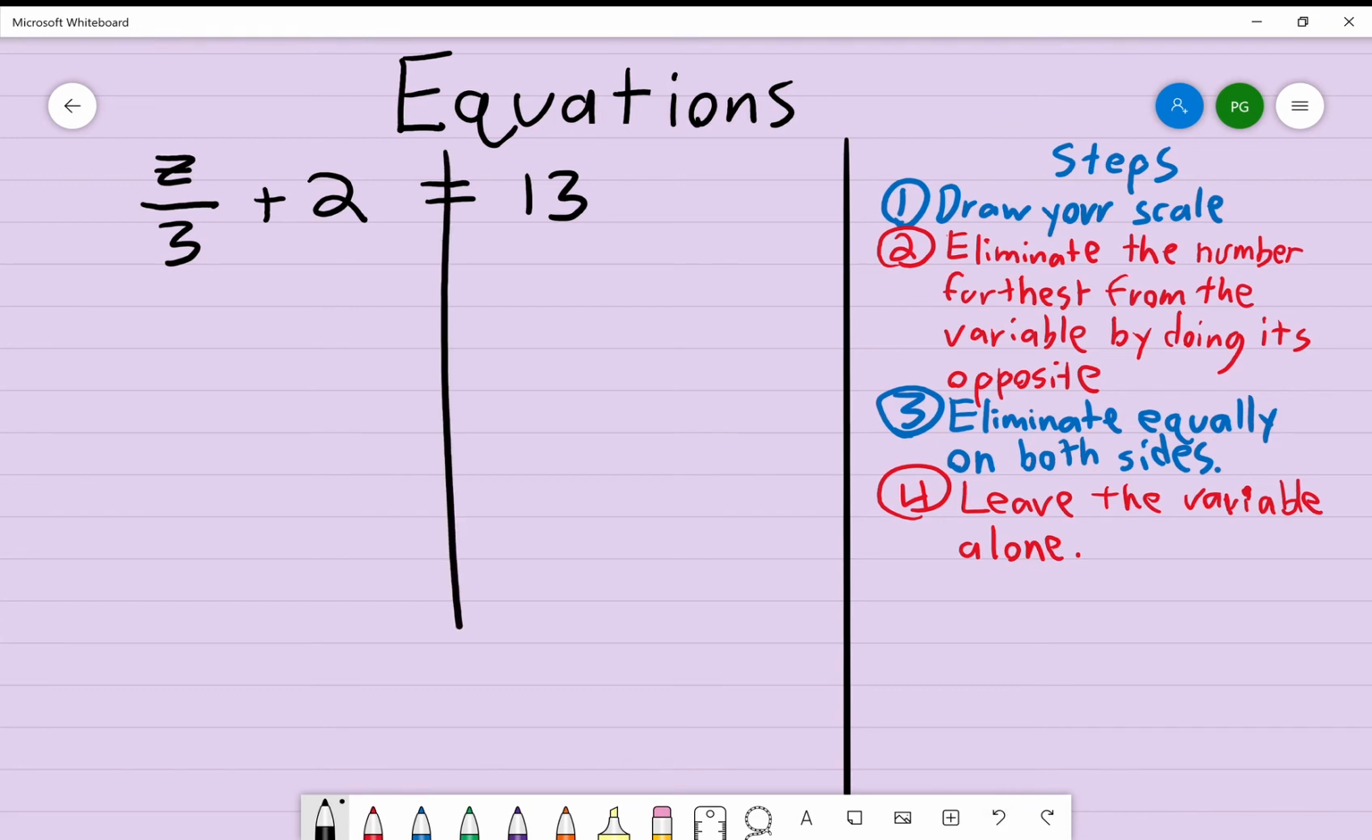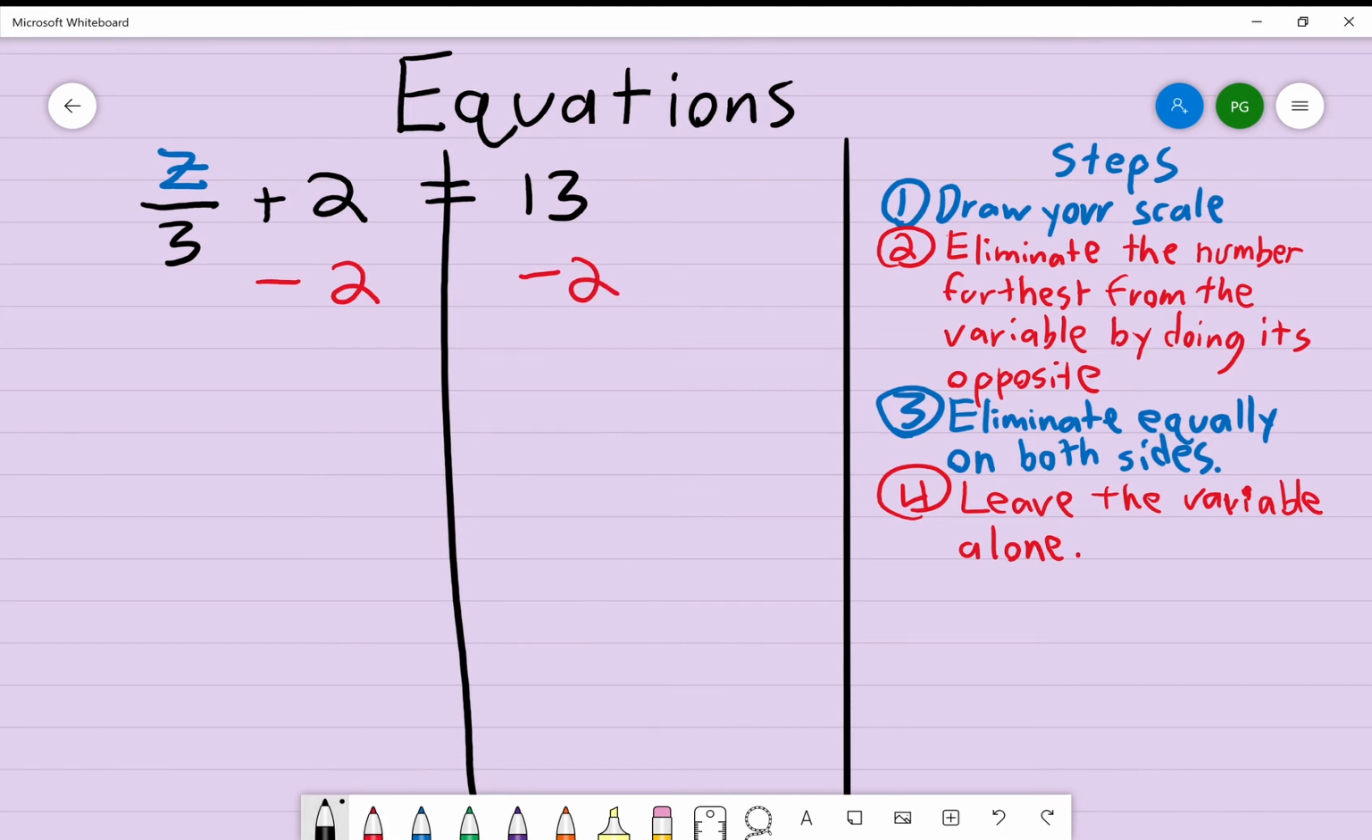First step, draw out your balance. Second step, eliminate the number furthest away from the variable. Well, the step's the same. Let's go ahead and identify the z is the variable. Guys, what do you think is further away from z? The 3 or the 2? It's the 2. So what's the opposite of plus 2? It's minus 2. And if we're doing it on the left, step 3 says we need to eliminate it equally on both sides. So we're going to do it on the right.